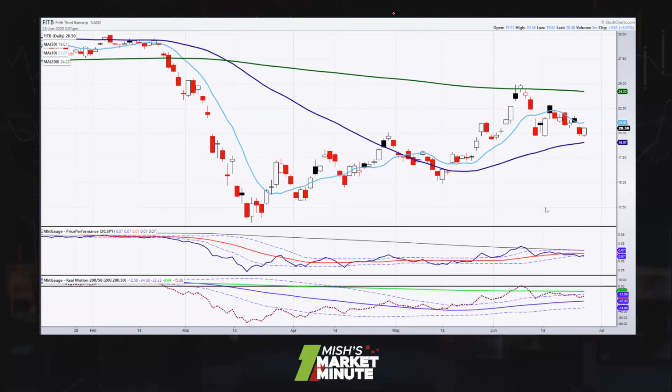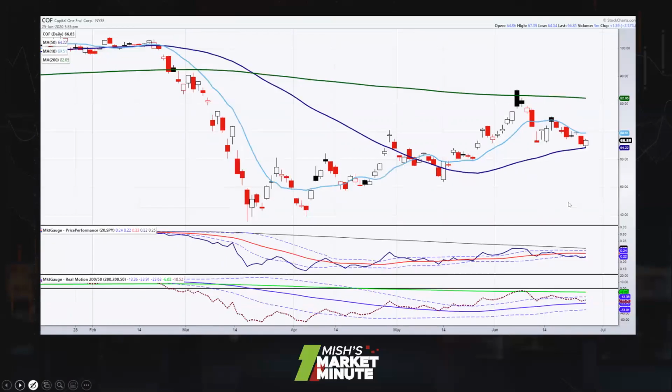So this is Fifth Third. And this is kind of similar to what we're seeing here, the 50-day moving average, holding above it at 19, still underperforming, and above it in the relative motion, but not wowing me either at this point. And that makes sense. These regional banks have been weak.